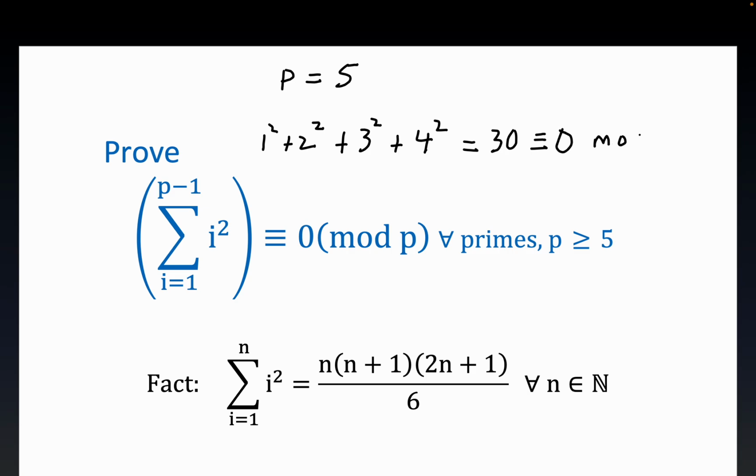Another way to state this is that, you see this vertical bar notation gets used quite a bit. 5 vertical bar 30. 5 divides 30 is another way of stating this, absolutely equivalent to this congruence notation.